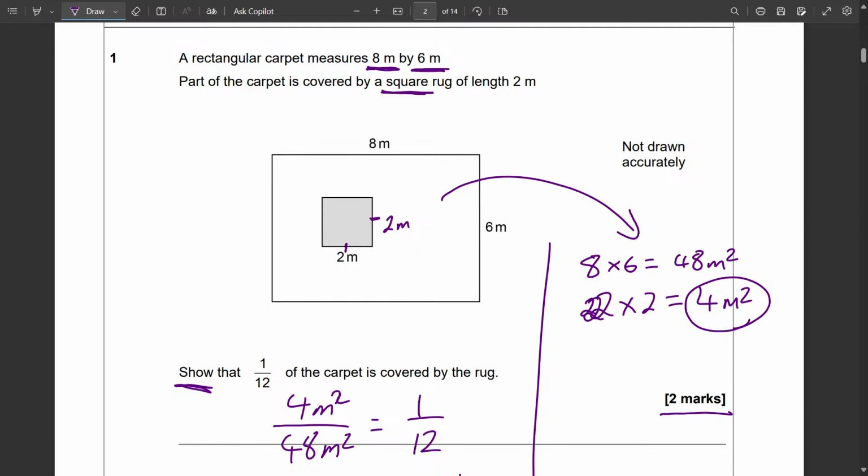Again, I would go back and read the question again. Show that 1/12 of the carpet is covered by the rug. I worked out the area of the carpet, which is 48, and the area of the square rug, which is 4, and 4 square meters is 1/12 of 48. You can do that as well, saying 1/12 multiplied by 48 is equal to 4. There's another way you can show that.